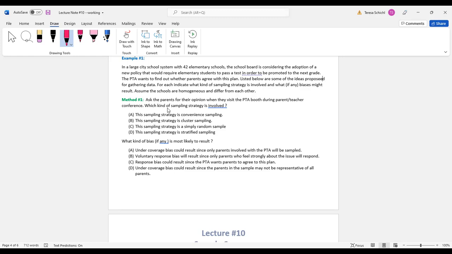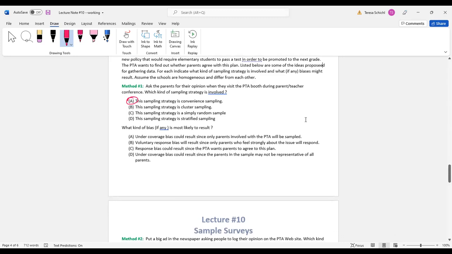The PTA will just ask the parents' opinion when they come to visit the PTA booth during the parent-teacher conference. So what is this sampling strategy? This is a convenience sampling, right? It's not a cluster and it's not a simple random sample. It's not random; I'm waiting for people to just stop by and ask them. It's also not stratified, because I did not find homogeneous subgroups and then sample from them.